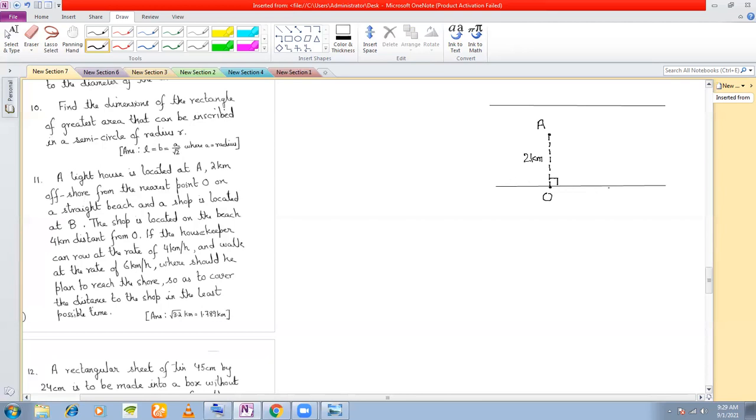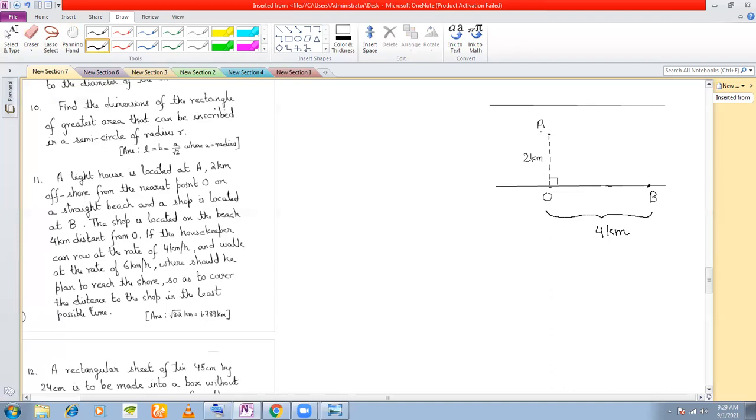and a shop is located at, say, B, on the shore itself. The shop is located on the beach 4 kilometers distant from O. That means, let us draw B a little more distant. Let's say the shop is here, and this distance here is 4 kilometers from the nearest point.